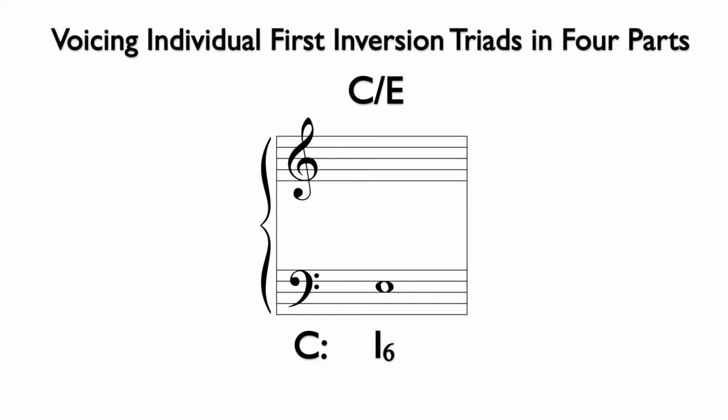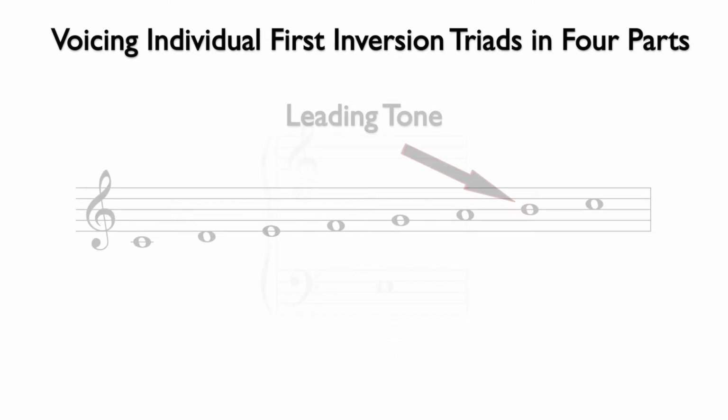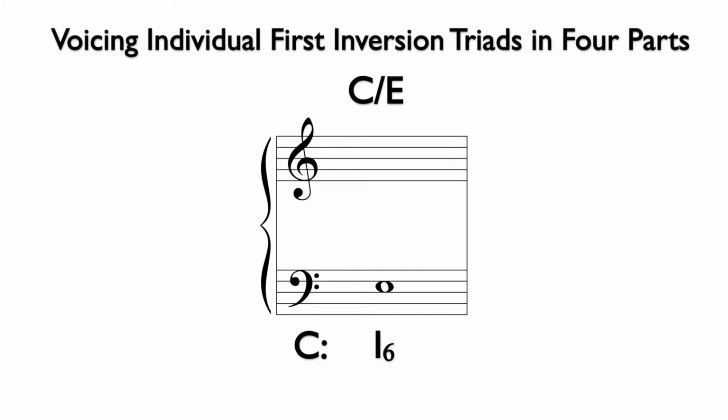Let's add a soprano note. At this point, the only note that we can't double in a first inversion triad is the leading tone to the key. This note is B. Since there is no B in the C triad, we can double any note of the chord. Therefore, the soprano can sing C, E, or G.